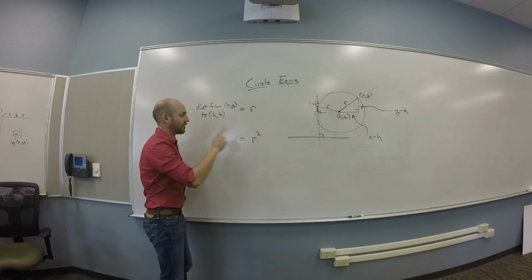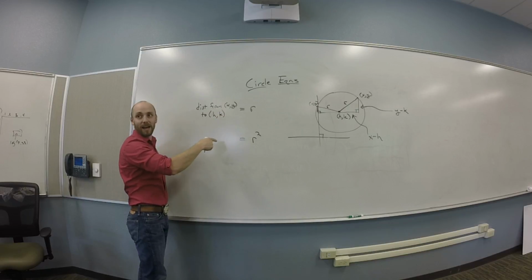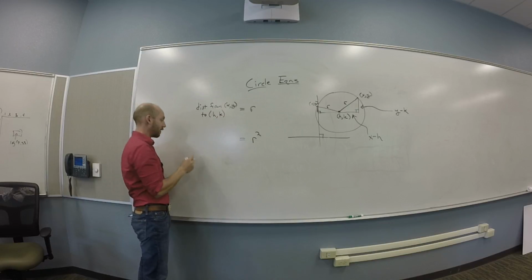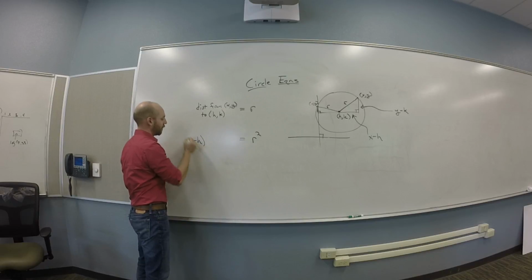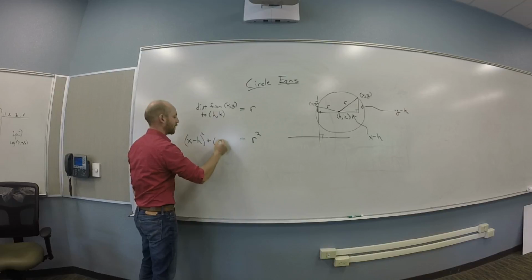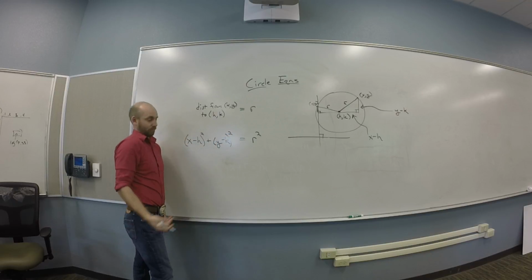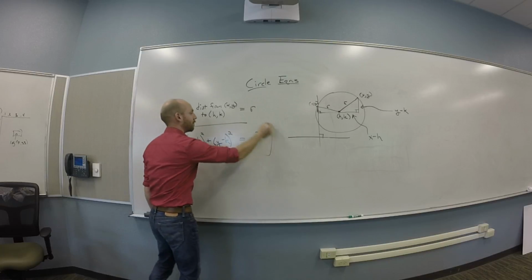Okay, so what do I know? Well, I know those squared and added together should be r squared. So that'd be x minus h squared plus y minus k squared is r squared. Yep, that's the equation of a circle.